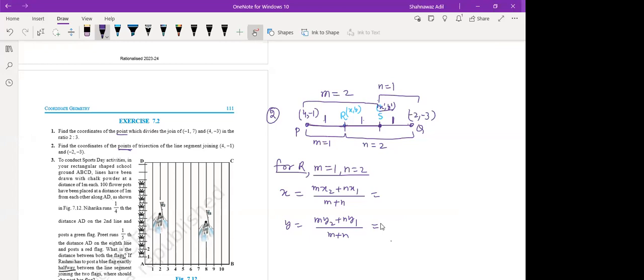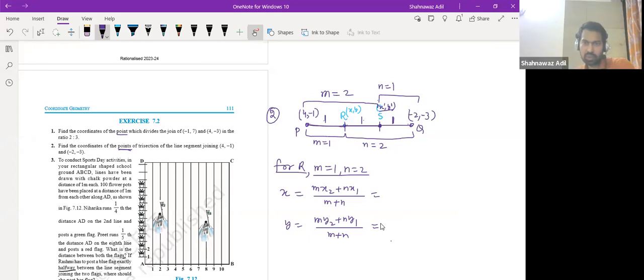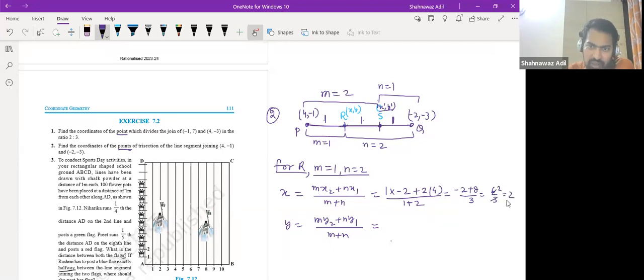X is equal to 8. So M is 1, then this is minus 2, and then N is 2, and this is 4, divided by 1 plus 2. This is minus 2 plus 8 divided by 3. This is 6 by 3, which is 2. Right? How did you get 8?